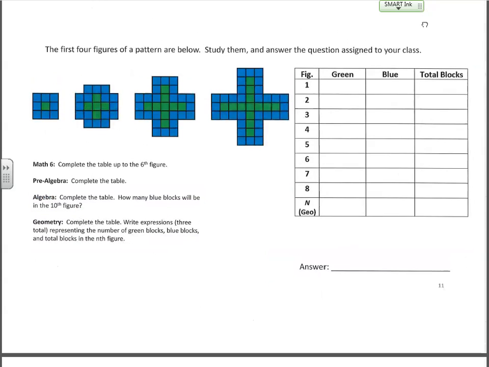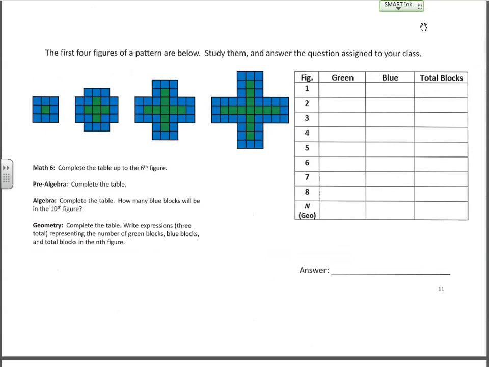Next one, our pattern block question, looking for the number of green blocks, blue blocks, and total blocks. In class, we started working with this. We kind of filled out what we knew. We know that the first block, or the first figure, has 1 green block. The next figure has 5 of them. The next one has 9 of them. And the next one has 13 of them. And it didn't take us long to see the pattern that was developing here.